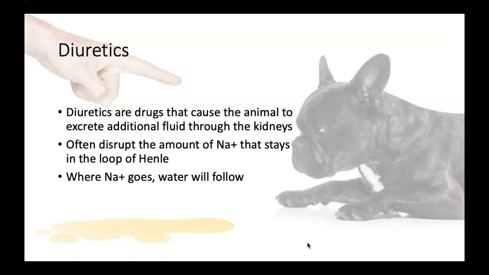So this is a bit of terminology, diuretics. Diuretics are drugs that cause the animal to excrete additional fluid through their kidneys. It often disrupts the amount of sodium that stays in the loop of Henle. So wherever sodium goes, water will follow. And if you carry on to pharmacology, you'll talk a lot about diuretic drugs and also understanding that concept of concentration gradients and how water follows certain ions.